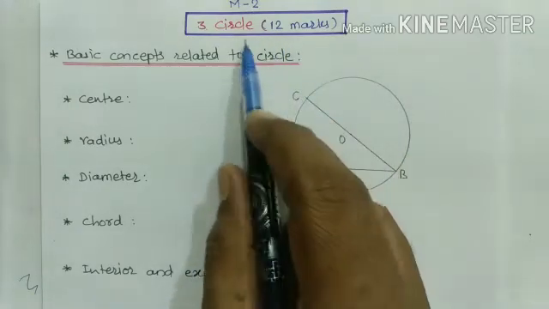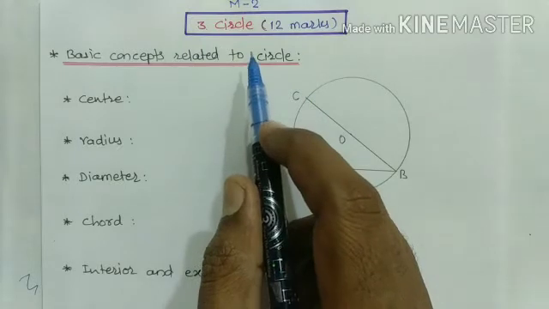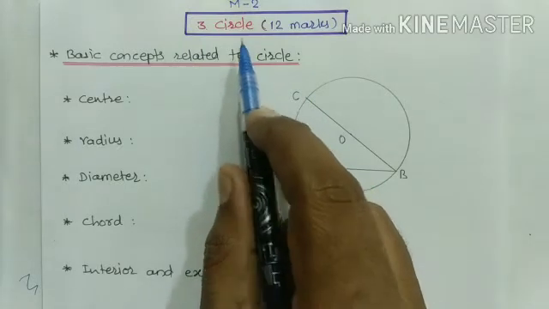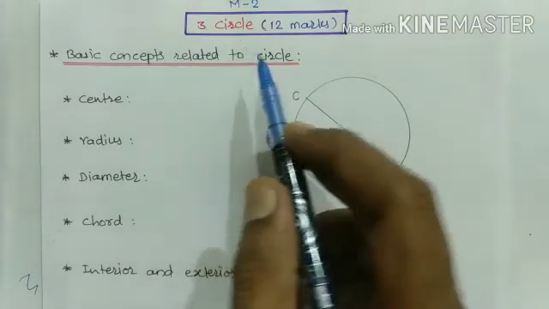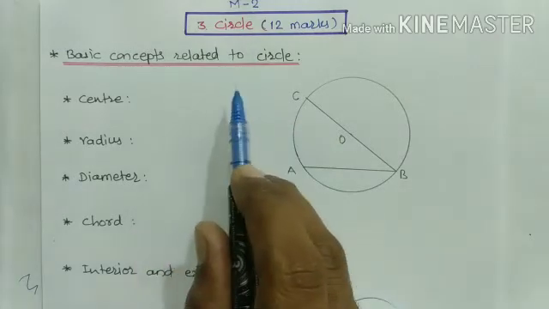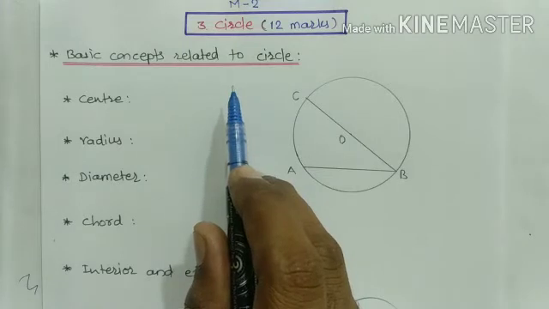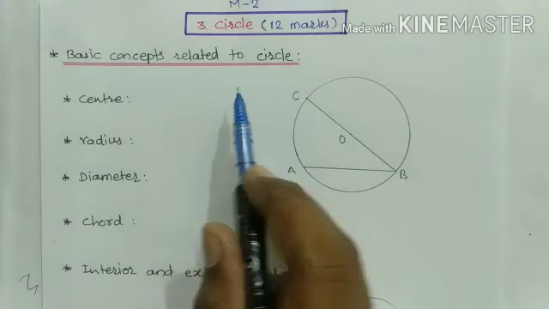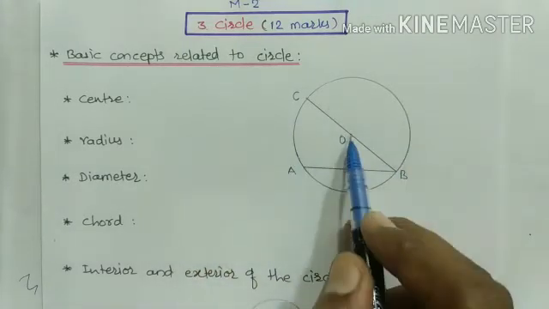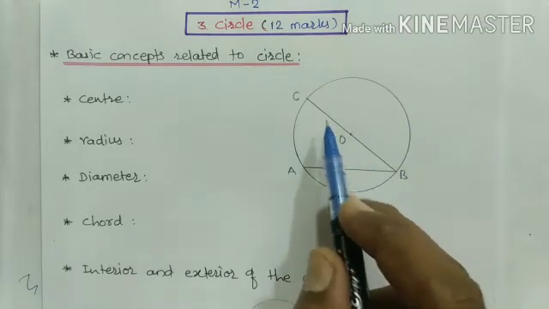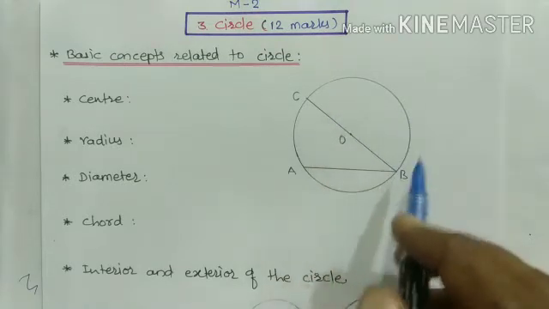See, before starting to study the new concepts which are given in the standard from this chapter, first we recall the basic concepts related to circles, which is very important to learn the new concept. See, here we draw the circle. This O is the center. First, we already studied what is meant by circle.